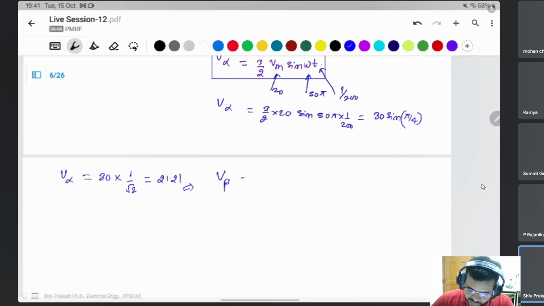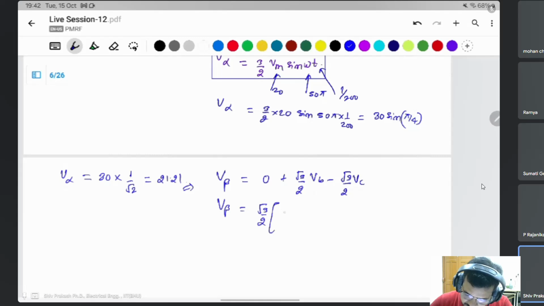Same thing, we should calculate beta. We have to calculate beta. V beta will be 0 into VA, plus root 3 by 2 VB minus root 3 by 2 VC. Same thing, you can take root 3 by 2 common: VB into sin omega t minus 2 pi by 3, minus sin omega t plus 2 pi by 3.